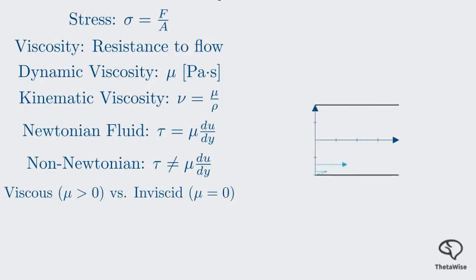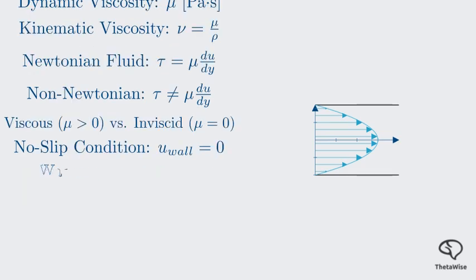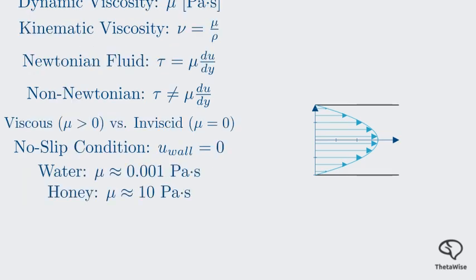Notice this velocity profile. Due to viscosity, fluid sticks to the solid wall. This is called the no-slip condition. Compare water to honey. Honey has a much higher dynamic viscosity, meaning it requires much more shear stress to flow at the same rate.